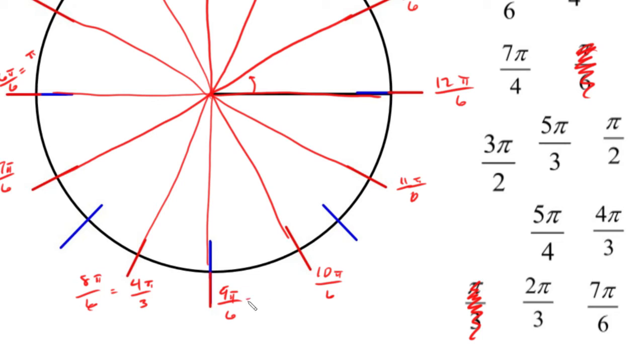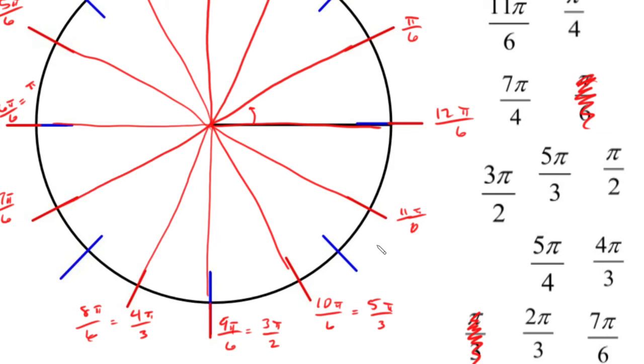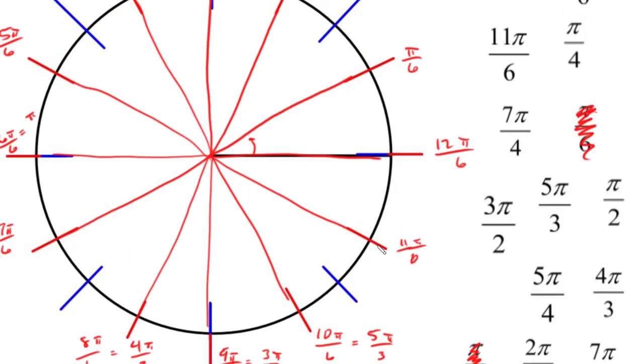9 pi over 6 can reduce into 3 pi over 2. 10 pi over 6 can reduce into 5 pi over 3. 11 pi over 6 cannot reduce. And 12 pi over 6 can reduce into everyone's favorite 2 pi.